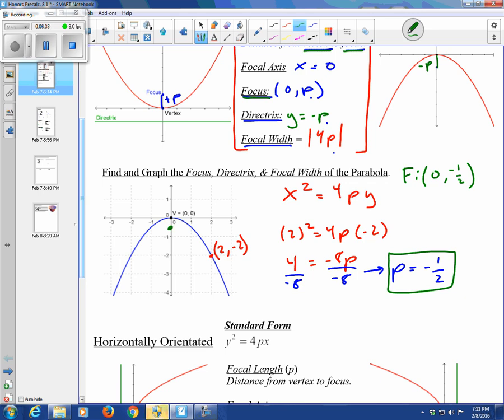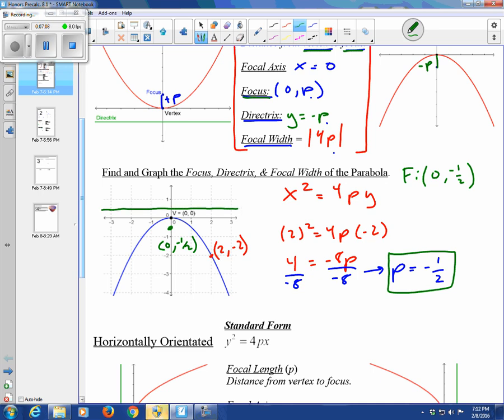Again, a parabola is defined by all points that are equidistant from the focus and the directrix, so we should have our parabola sort of opening around that focus. We're seeing our focus as (0, -1/2), and that should make some sense to us. The vertex is going to be halfway between the focus and the directrix. So again, that p-value in the opposite direction is going to give us the directrix.